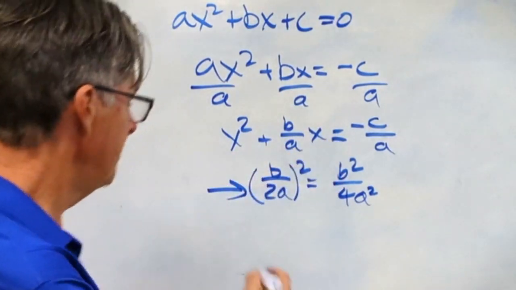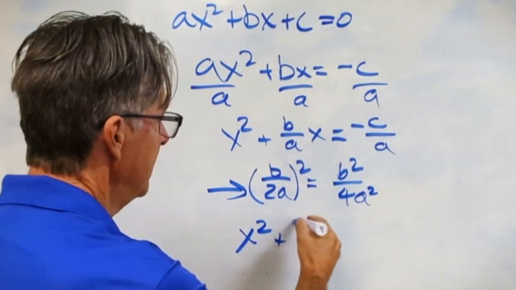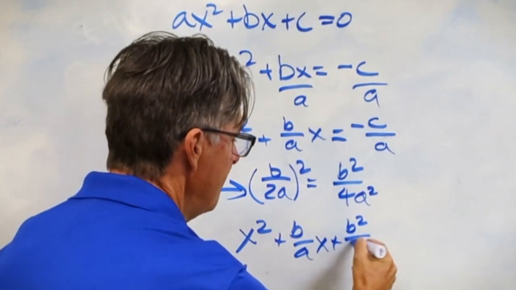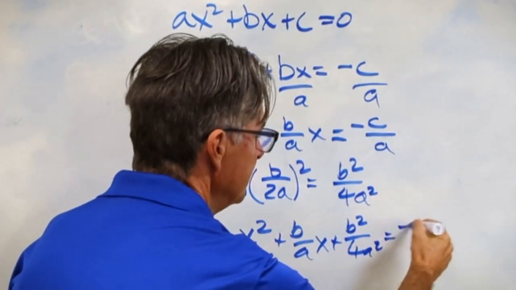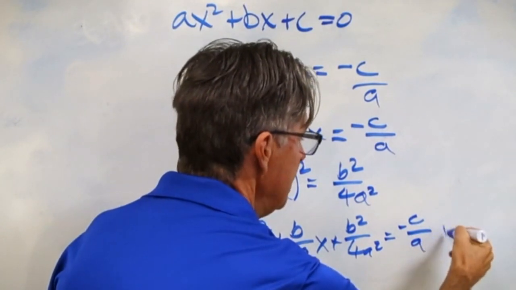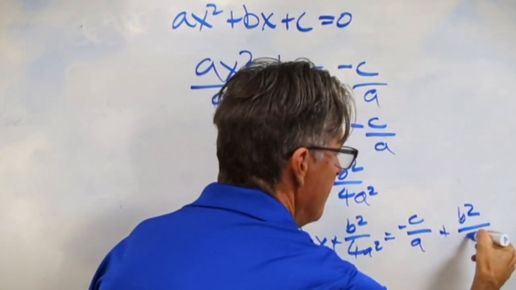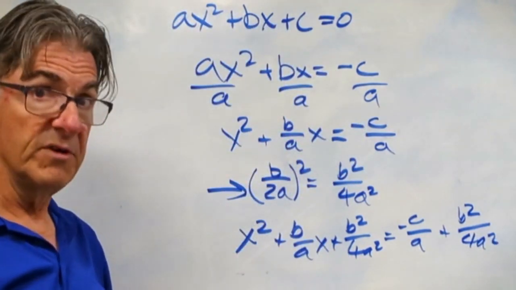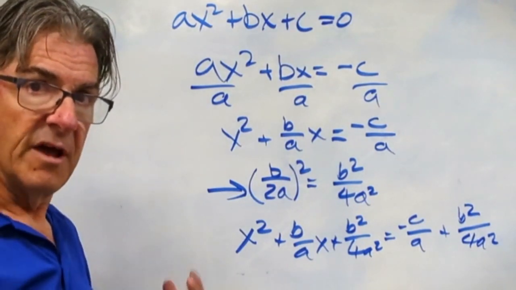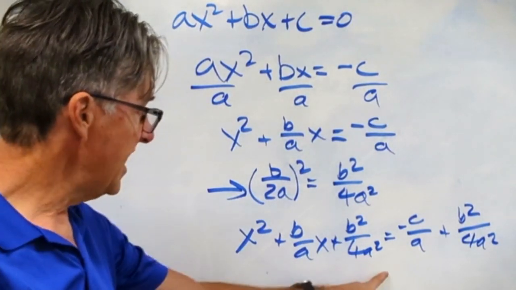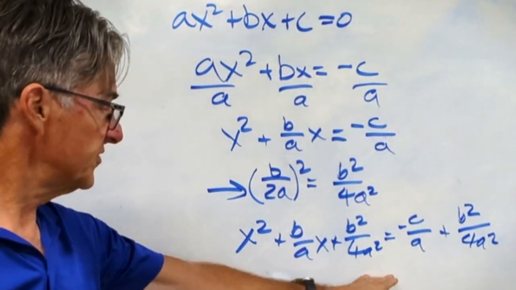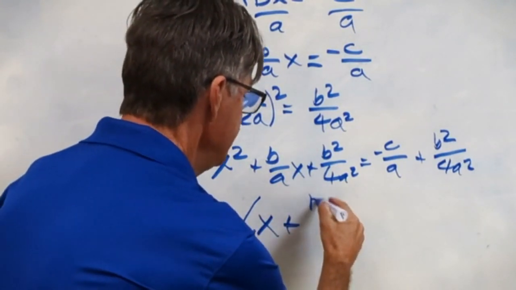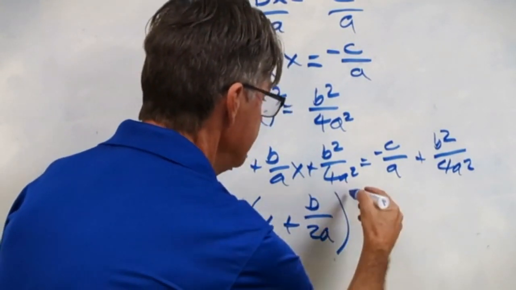So now I'm going to add this to both sides of my equation. x squared plus b over ax plus b squared over 4a squared equals minus c over a plus b squared over 4a squared. Now that's getting kind of complicated, but we can manage that. So just buckle your seatbelt and follow along. This side is going to be our perfect square. So now we can just simply write x plus b over 2a, parentheses squared.